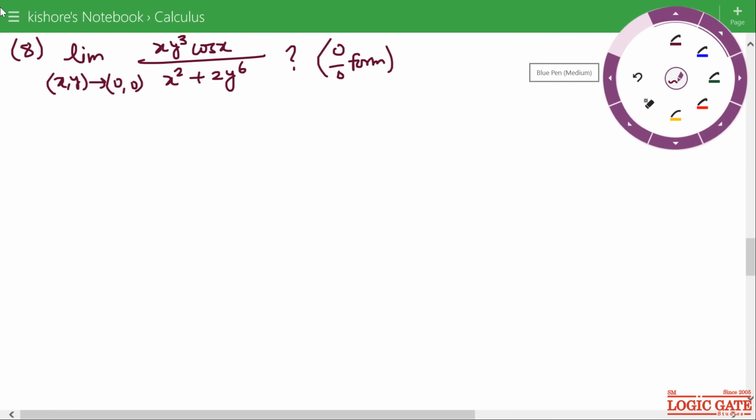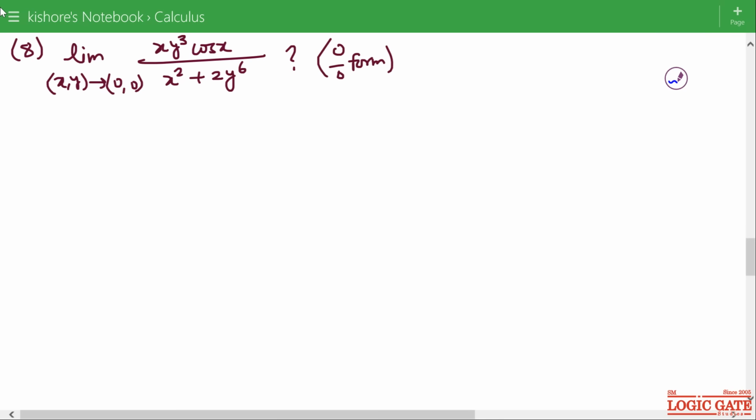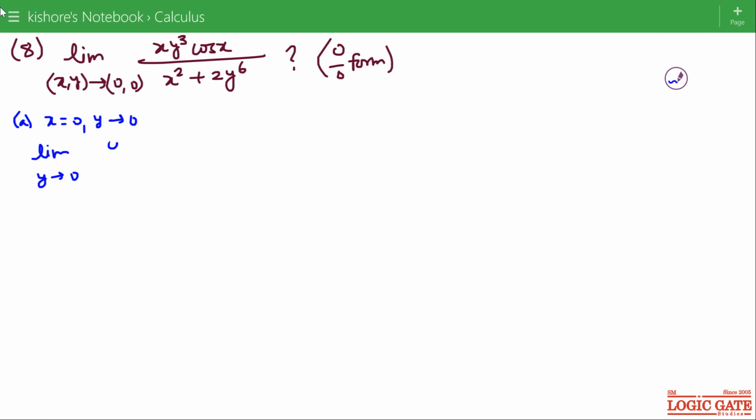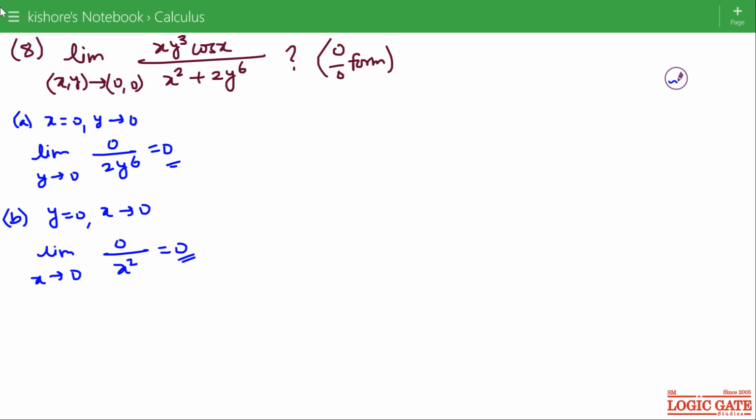As usual, we'll start with the y-axis. We'll approach the (0, 0) point through the y-axis, where x is 0 and y is tending towards 0. So the numerator is 0, and in the denominator we have 2 y to the power 6, so the limit is 0. Now we'll approach the origin through the x-axis. Y is 0 and x is tending towards 0. So the numerator is 0 and the denominator is x square. So this is also 0.